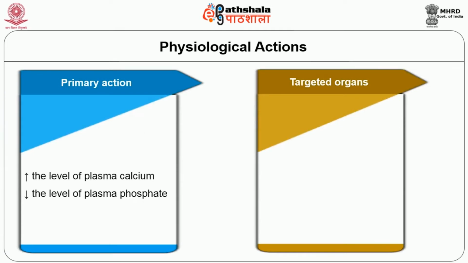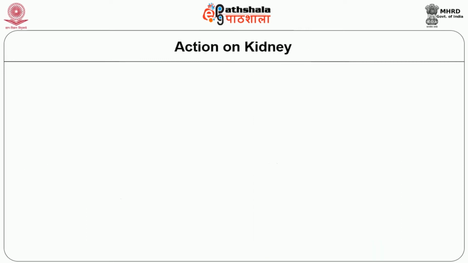Now about the physiological actions of parathyroid hormone, its primary action is to increase the level of plasma calcium and to decrease the level of plasma phosphates. The parathyroid hormone does this by acting through the kidney, bone and gastrointestinal tract.